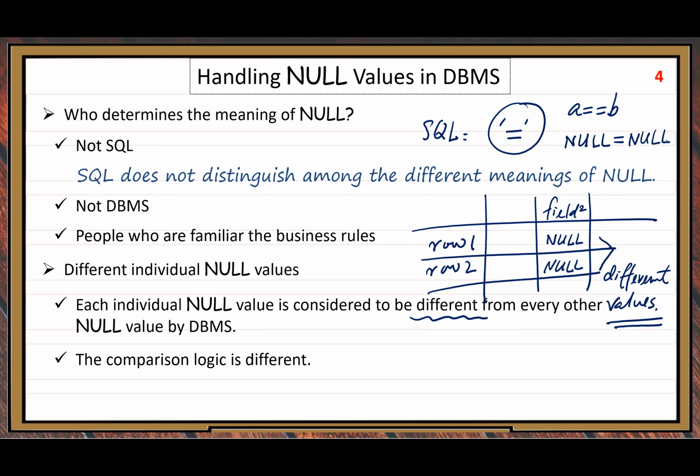But the question is, how do we check if a field value is null or not? How can we check it? You cannot use the equal sign to check it.